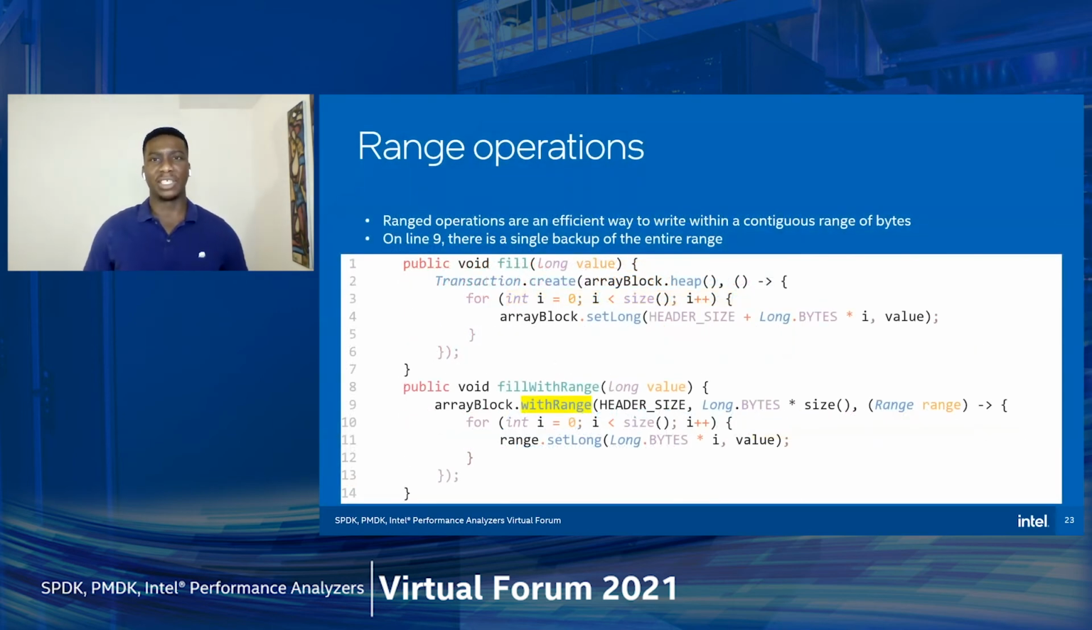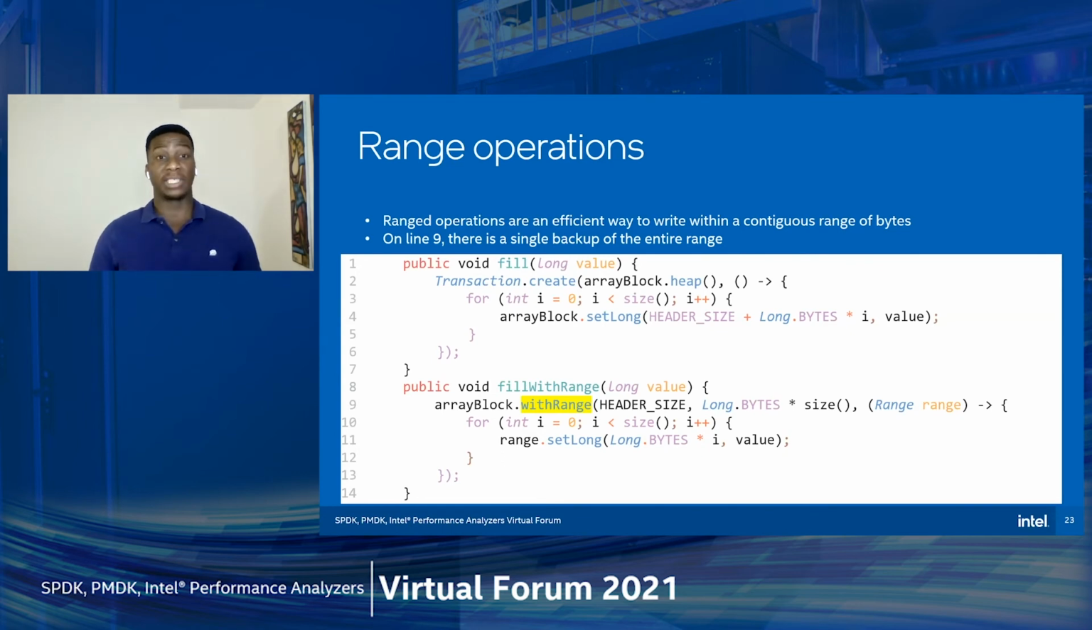Another optimization is what we call range operations. Range operations are an efficient way to write within a contiguous range of bytes within a single memory block. So going back to our array example, imagine if we needed to write a fill method, which takes a value and writes that value to all of the indexes within that array. Lines 1 to 7 show how we might write such a fill function.